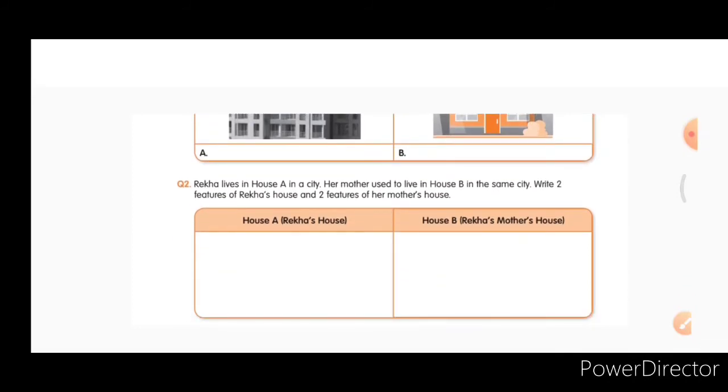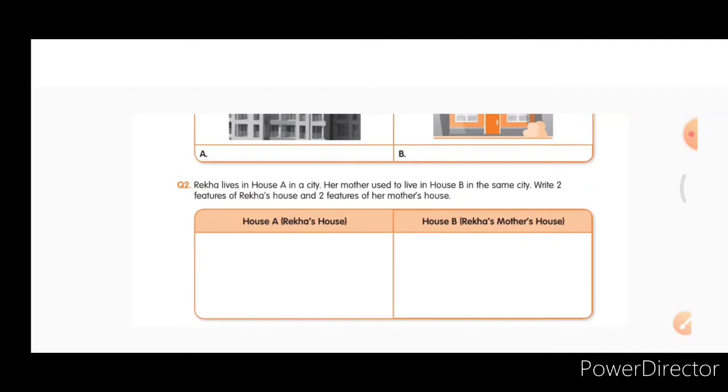Question 2, all of you read this. Rekha lives in a house A in a city. Her mother used to live in house B in the same city. Write 2 features of Rekha's house and 2 features of her mother's house. Okay, house A is Rekha's house, she lives in the city. House B, she used to live.